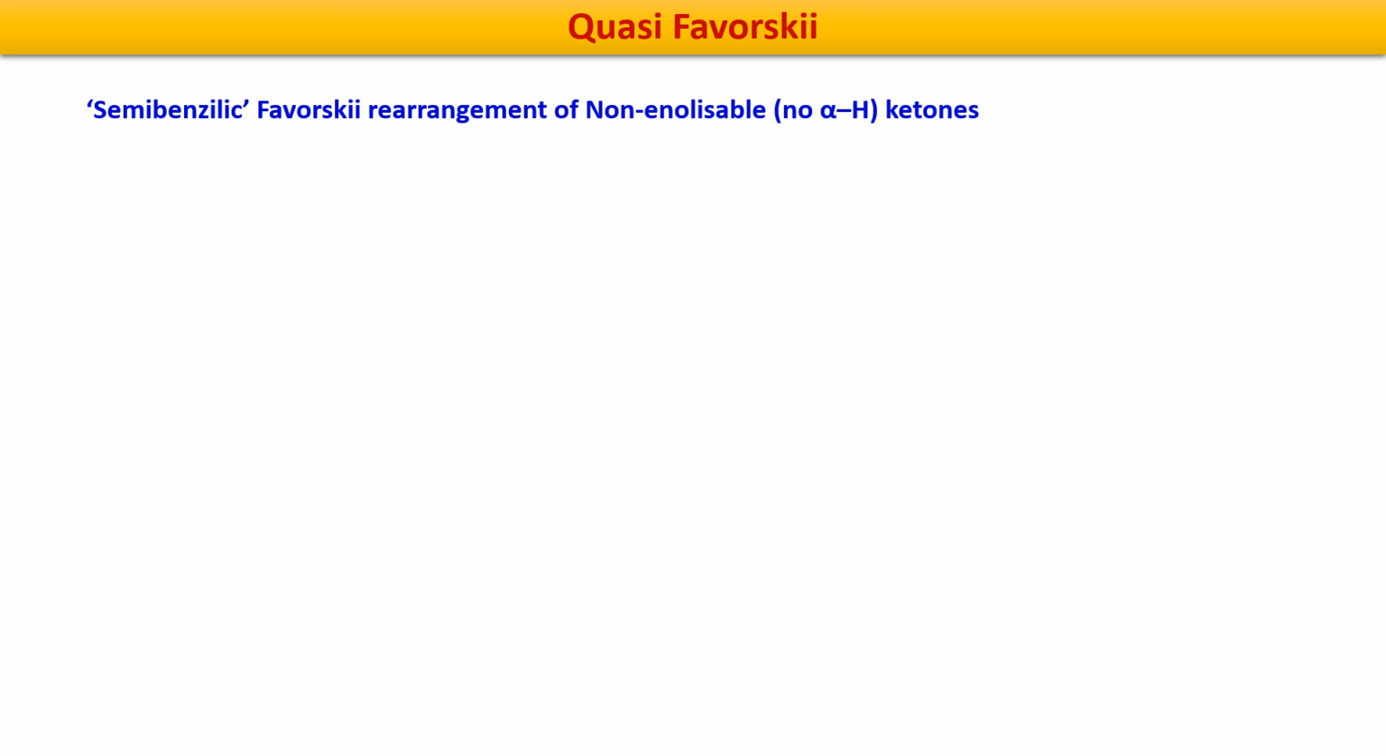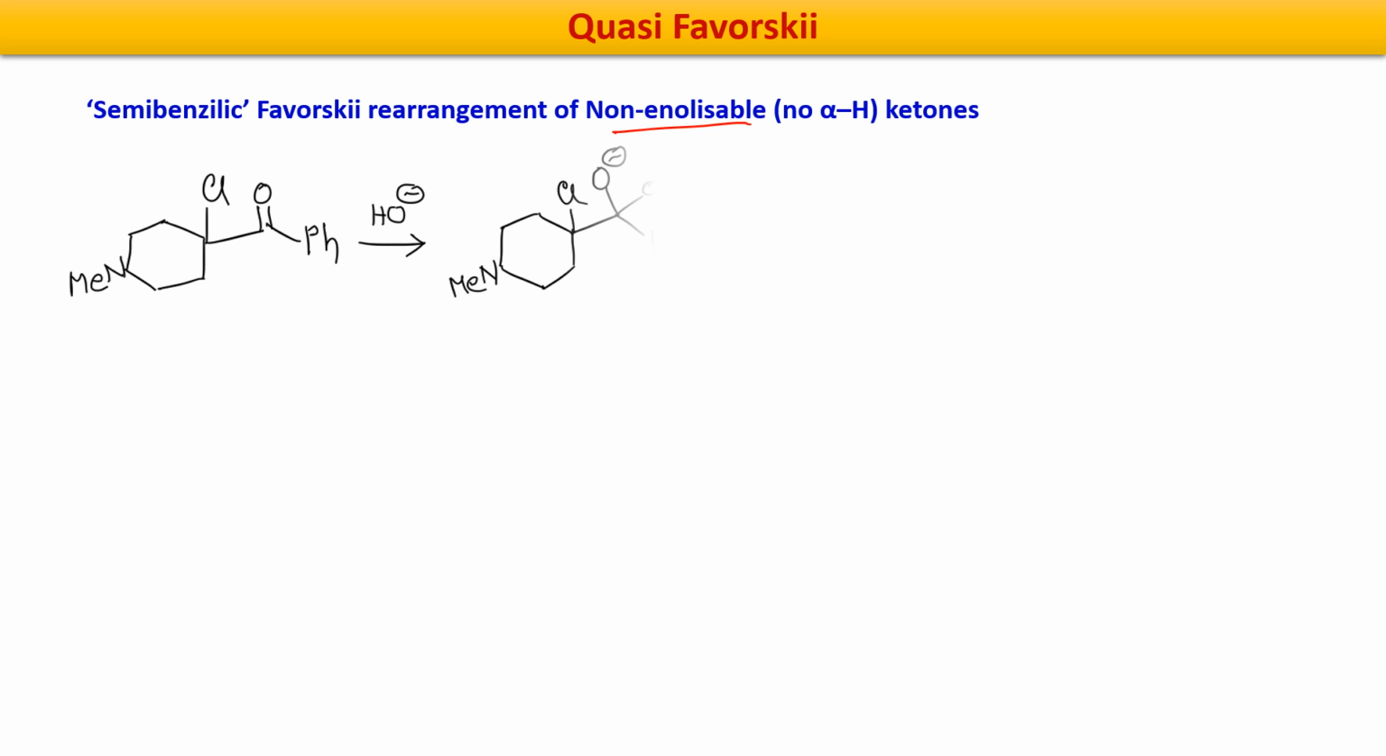Now Quasi-Favorskii, how is it different from normal Favorskii? Here we will see a different type of mechanism, and it occurs when there is no alpha hydrogen. That means the ketone is non-enolizable. You cannot make enol because alpha hydrogen is not present. So that is why non-enolizable ketones. And here we will see a semi-benzylic type of rearrangement. Here we are treating this molecule with HO minus, right?